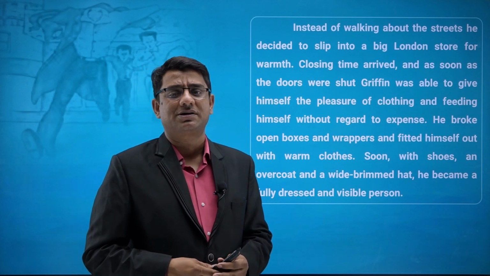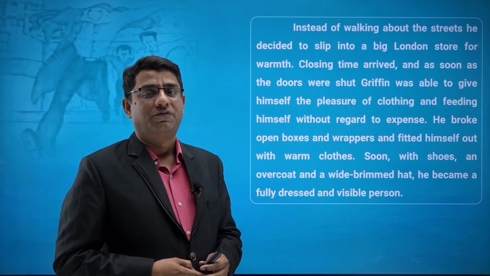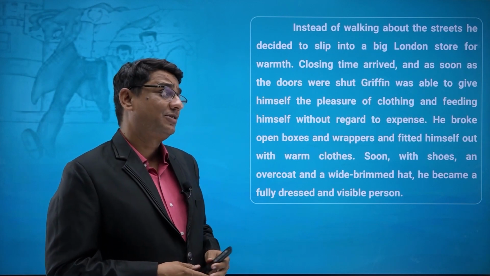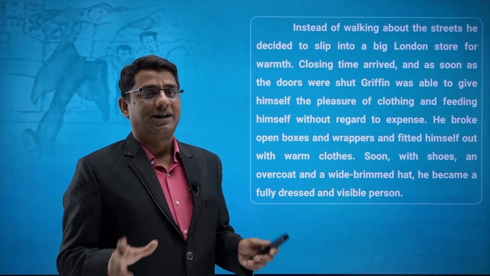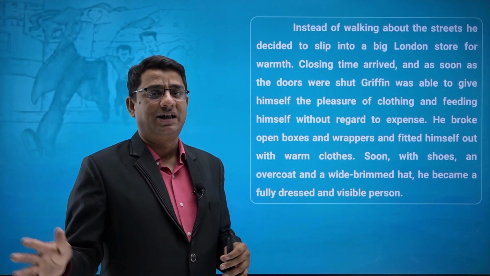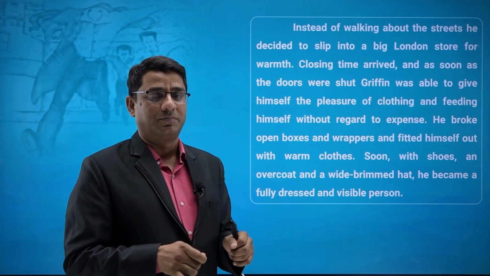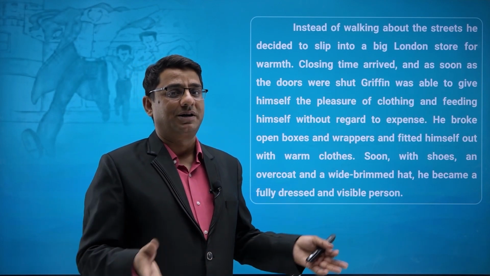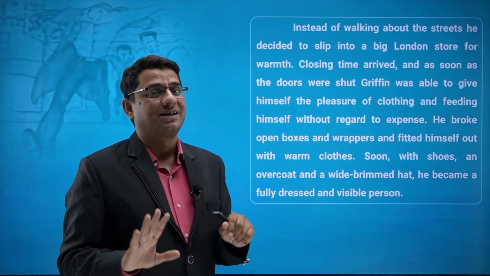Instead of walking about the streets, he decided to slip into a big London store for warmth. So he decided to go to a shopping mall kind of place where he can stay, and when people leave at night, he can eat also there when everybody else has gone and locked up, because nobody knows that somebody is inside. How? Because Griffin is completely clothless, so he is invisible.